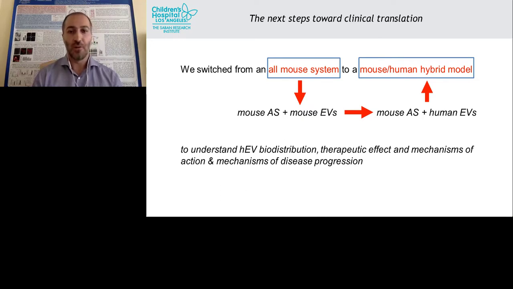And so our next steps as we move forward: we switched from using the old mouse system, where we had the mouse model and used mouse EVs, to a mouse and human hybrid model, where we still use the same mouse Alport syndrome model, but apply human iPSC-derived extracellular vesicles to understand their biodistribution, therapeutic effect, and mechanisms of action, as well as mechanisms of disease progression in these animals.